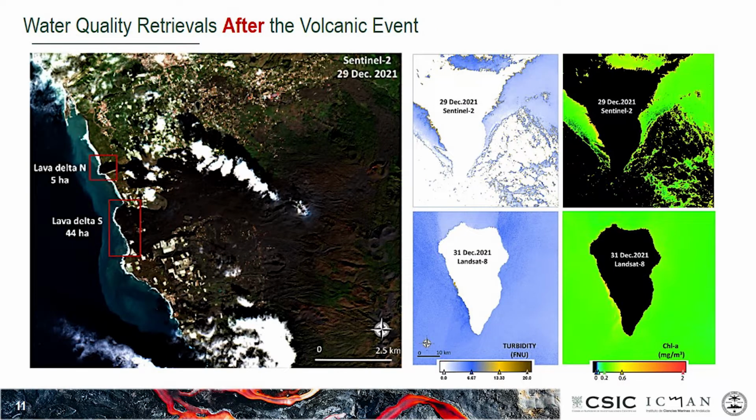So observing the satellite images after the eruption, we can see how the water quality parameters return to their original values from before the volcanic eruption, even with the formation of these two lava deltas that finally were 5 hectares in the north part and 44 hectares in the southern part. And we can say that the marine environment could recover its state in a relatively short time.